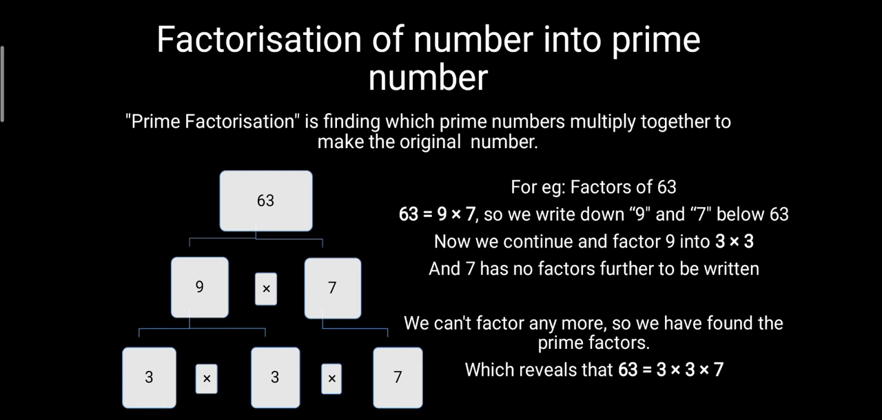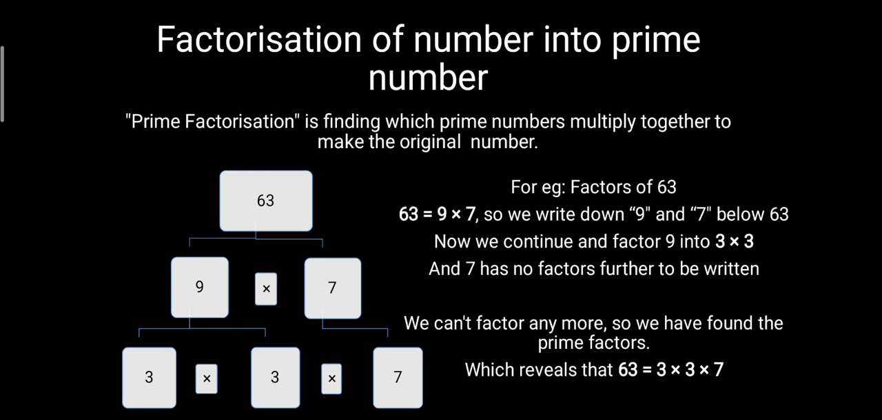Prime factorization is finding which prime numbers multiplied together make the original number. For example, we'll take the number 63. 63 can be written as 9 into 7. As 9 is a composite number, we will again divide it. So 9 can be written as 3 into 3. 7 can't be divided as it is a prime number. So 63 can also be written as 3 into 3 into 7.